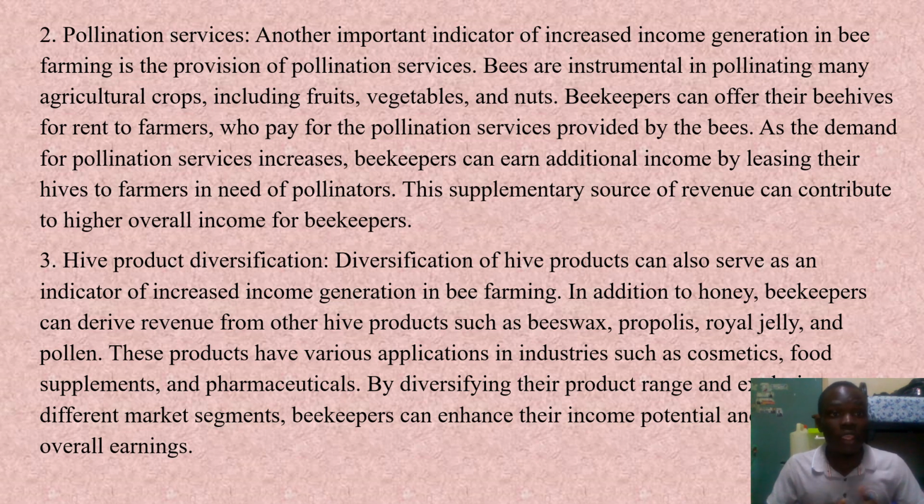Another indicator under outcome, we also have pollination services. We all know that bees help in the pollination of our crops, or bees act as pollinating agents for our crops, including fruits, vegetables, and nuts. Therefore, there will be increased production in the agriculture sector.